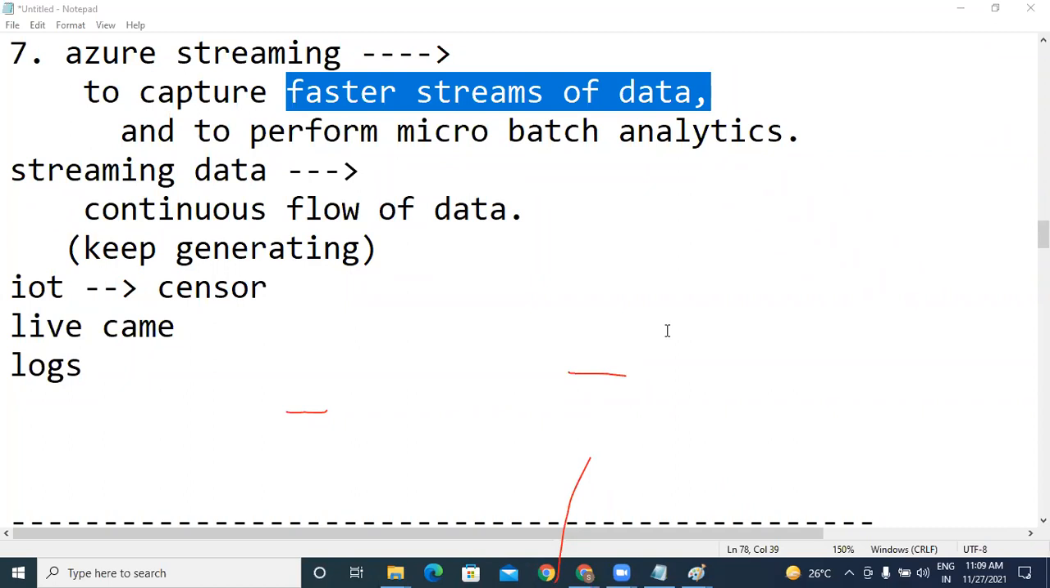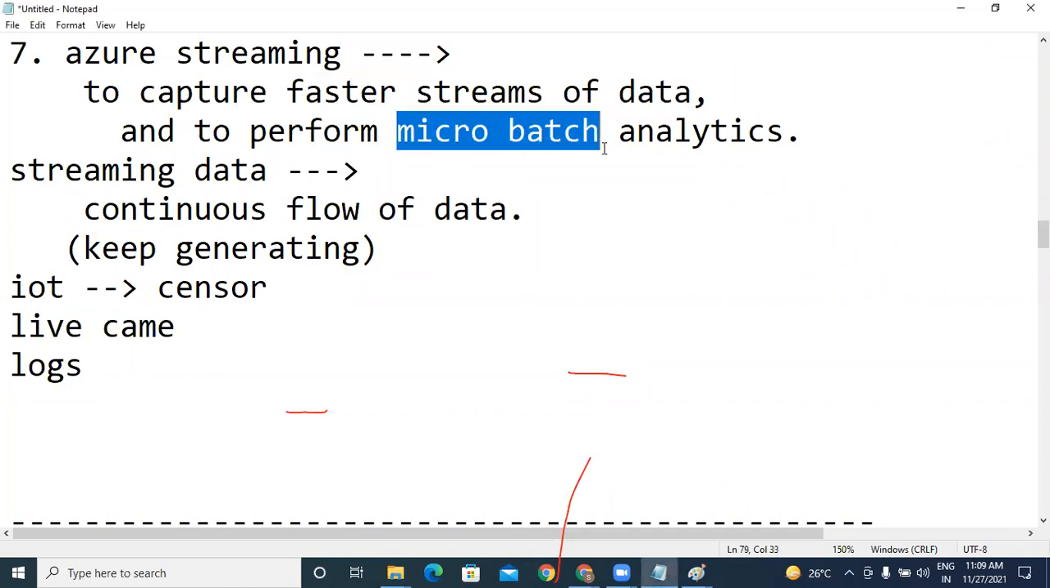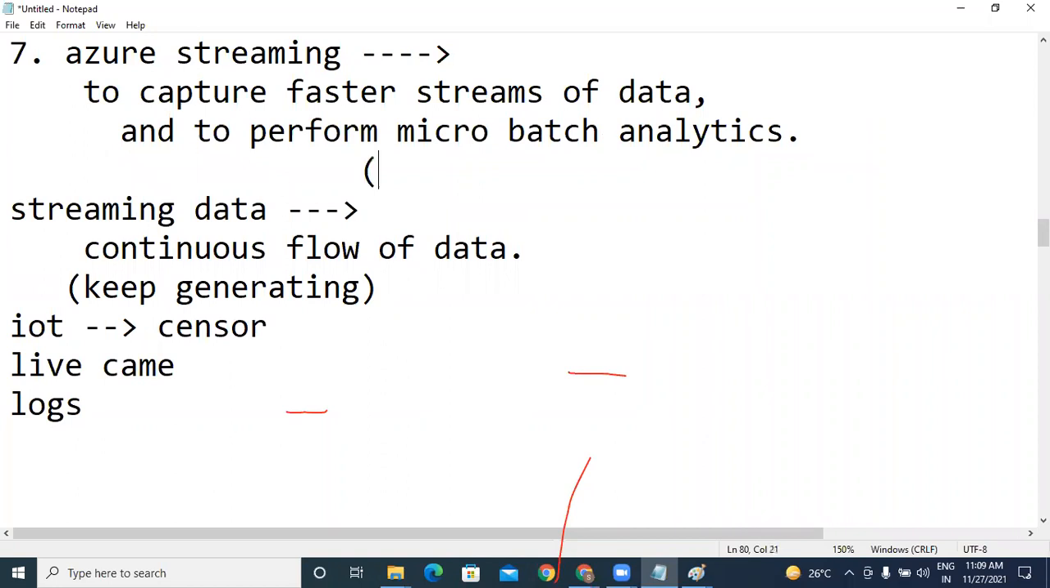Understand the point, sir? If your batch time is tiny, if your batch time is not in minutes but in seconds, that is called micro batching. For this micro batching, there is another word: not real time, it's near real time analytics. Understood, all of you? Near real time analytics. Azure streaming's purpose is this: to capture fast streams of data and to perform micro batch analytics.